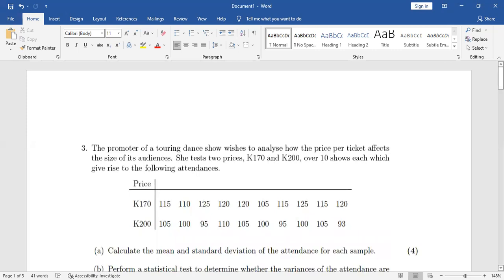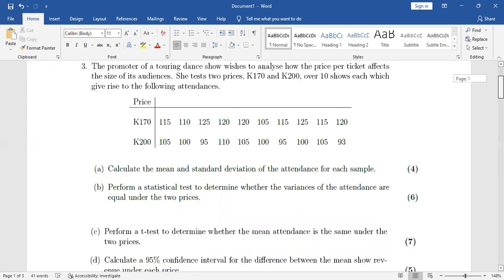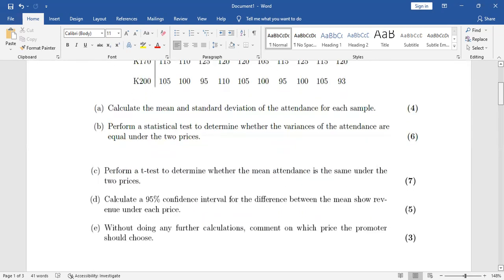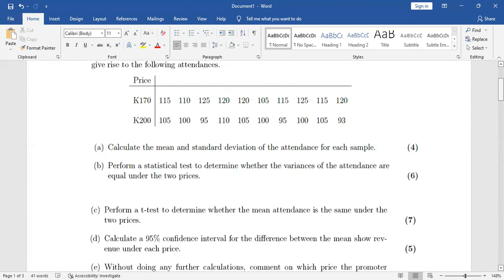So that's a table there. You can see at price 170, the attendances are 150, 110, 125, 120, 120, 105, 115, 115, 125, 115, and 120. Likewise, the attendances at 200 were those. And then the first question the examiner asked was to calculate the mean and the standard deviation of the attendances for each sample.